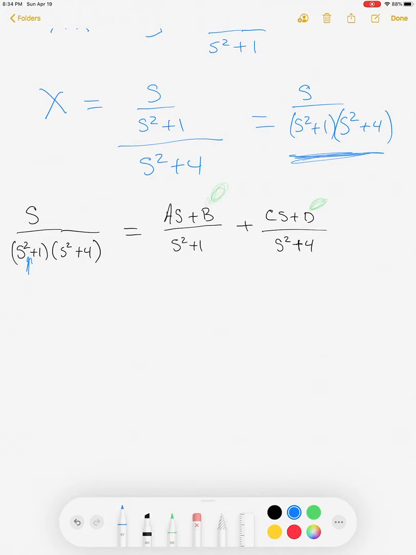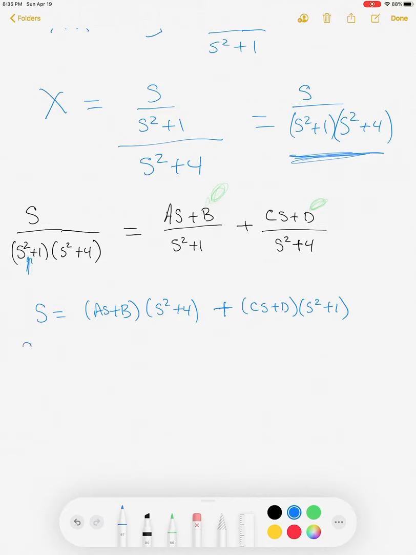So I just know I have a squared thing on the bottom, so put 2 terms on the top. And as it turns out, if the second term needs to go away, if I didn't really need that term, it'll be equal to 0, and that's okay. So anyways, let's solve this. So I have s is equal to the quantity as plus b times s squared plus 4, plus the quantity cs plus d times s squared plus 1. And then I need to solve that system.